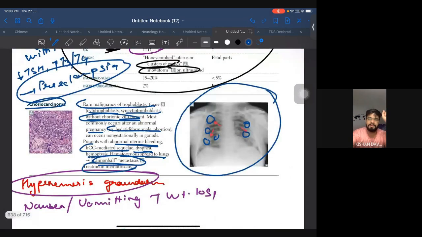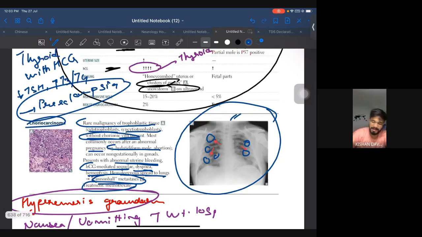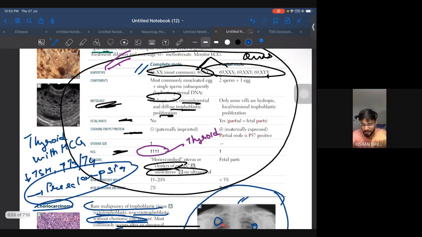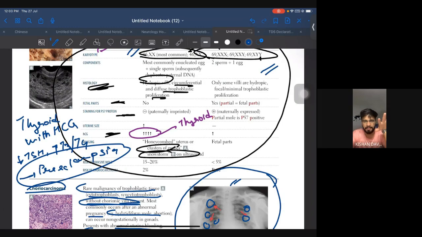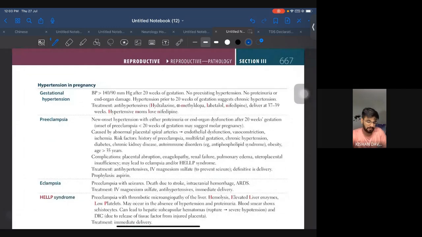So all the features that are present in mole won't be present here. It can follow a complete mole or hydatidiform mole, but there won't be features like that. Villi won't be present, fetal parts won't be present, nothing like that. Most commonly they will ask about the cannonball appearance in the lung. So mole with hemoptysis will give you the diagnosis of choriocarcinoma. It's an easy diagnosis. If you have remembered the information, you are good to go with this chapter. Okay, this topic too. Moving ahead, hypertension in pregnancy.